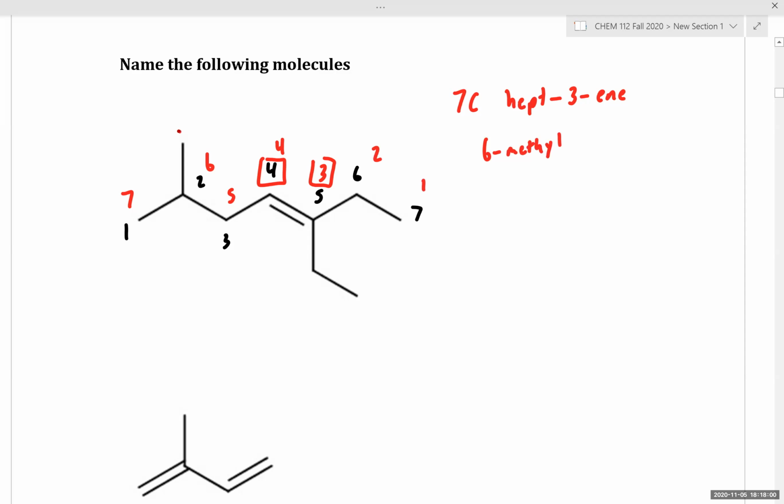What else? So we checked off that substituent. What other substituents do we have? What other side chains do we have? 3-ethyl, exactly right. Okay, now that we have our side chains, we sort them alphabetically. So this would be 3-ethyl-6-methylhept-3-ene.